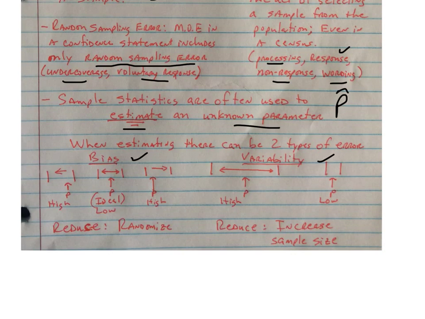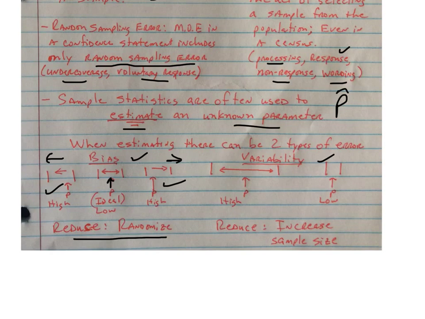Remember, this would include high bias, and this would include high bias. Your bias would tend to be towards the lower numbers. Bias would tend to be high. The most ideal is when it's balanced right in the middle. And in order to reduce bias, you would randomize the population or the sample.